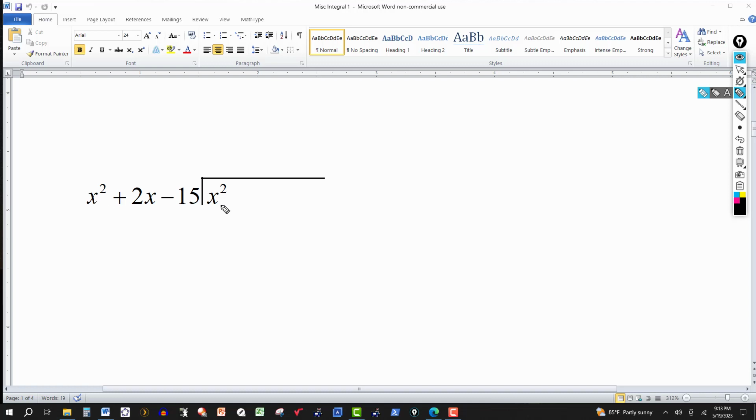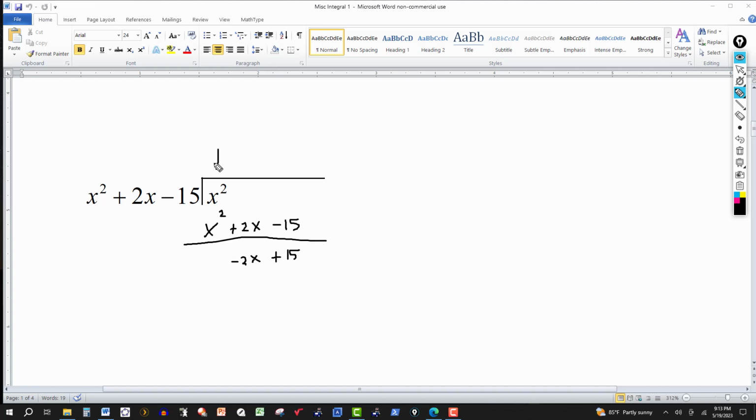So x squared into x squared, long division here, is 1. And then 1 times x squared, 1 times 2x is 2x. Then 1 times minus 15 is minus 15. And then we subtract. x squared minus x squared cancels. 0 subtract a 2x is a minus 2x. And then 0 subtracted negative 15 is a plus 15. Now the degree of the divisor is 2, and the degree of the remainder is 1, so we can't continue the division.